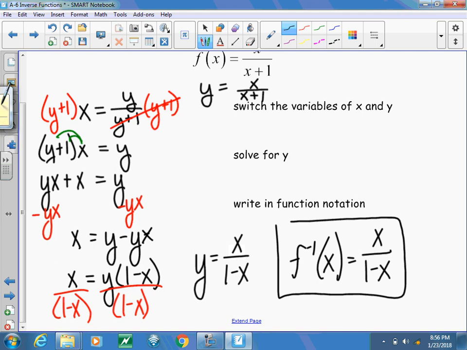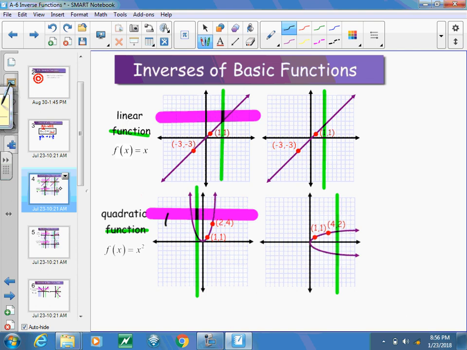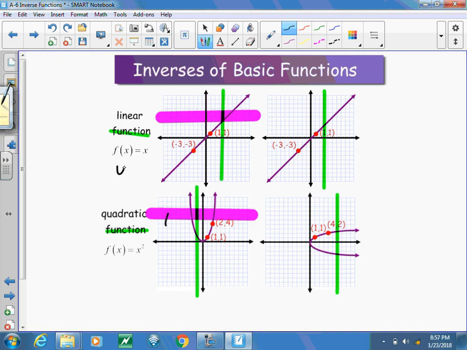Now with this whole idea, let me take you back to some of those basic parent functions we were looking at, and let's see what some of those inverses are. As far as your parent or basic linear function, if this is y equals x, it's the same thing. So those two graphs are identical to each other. But how about this one? y is equal to x squared.